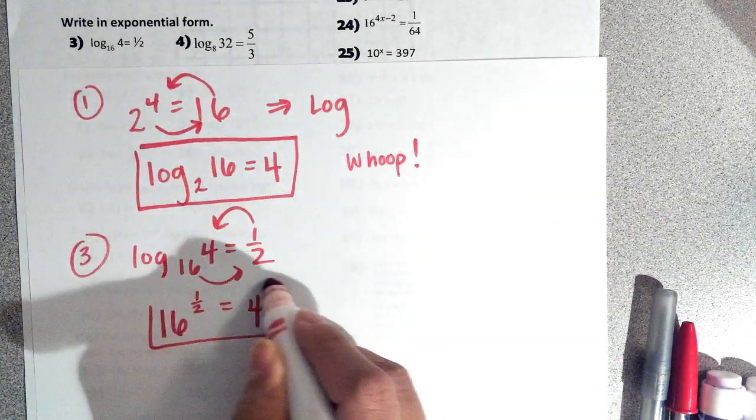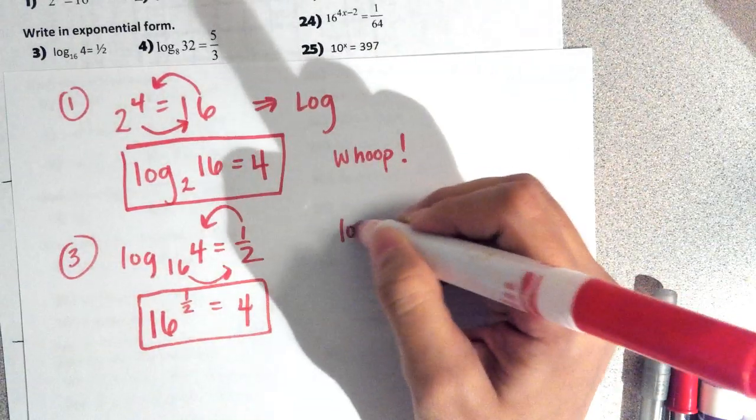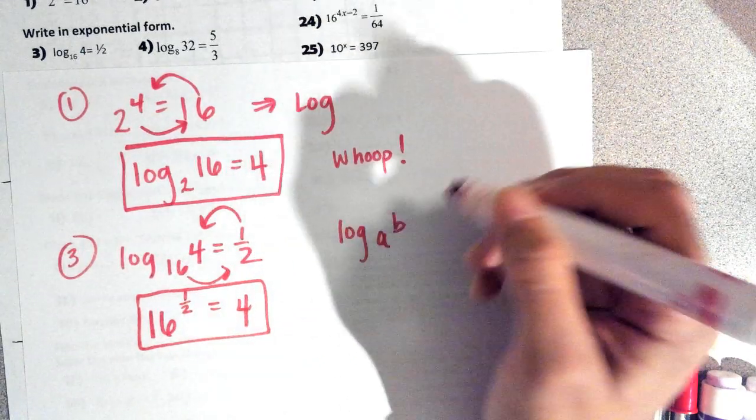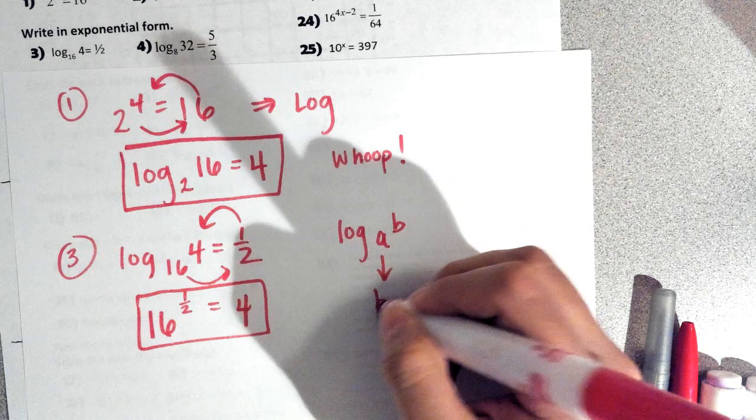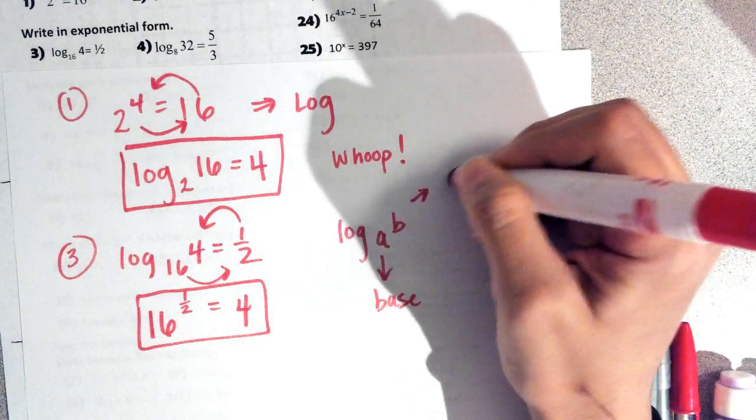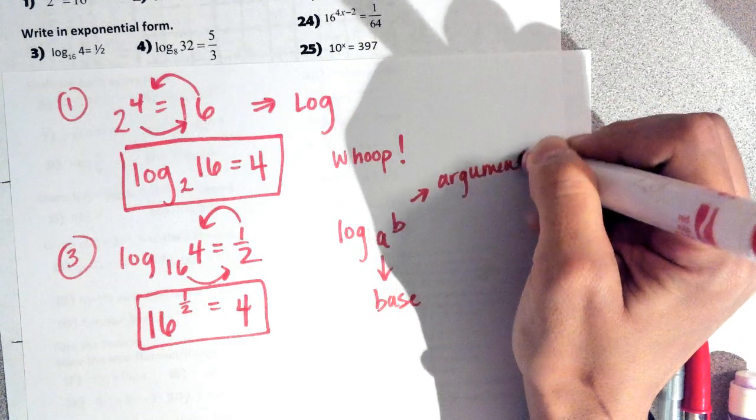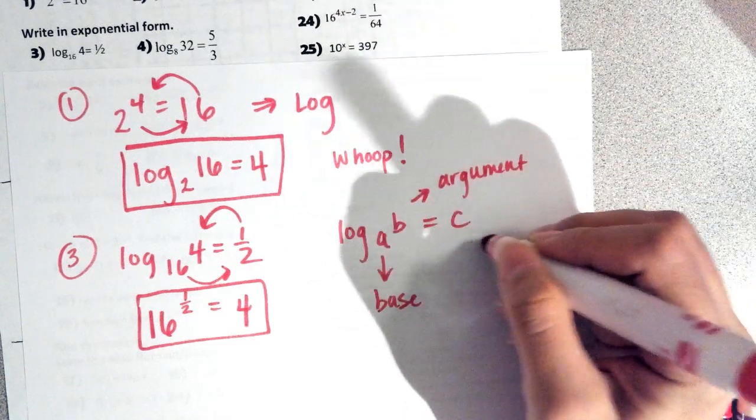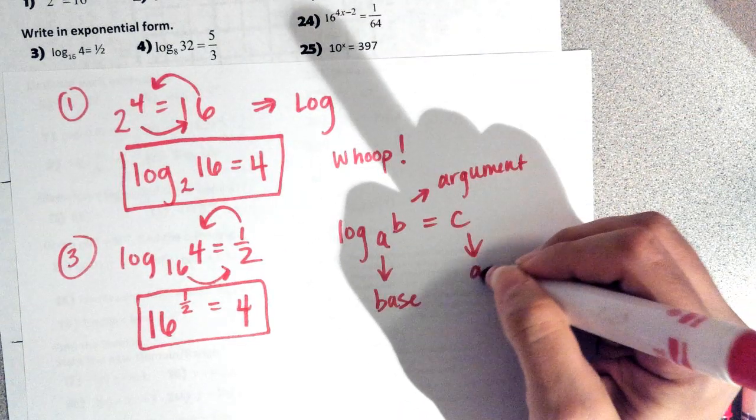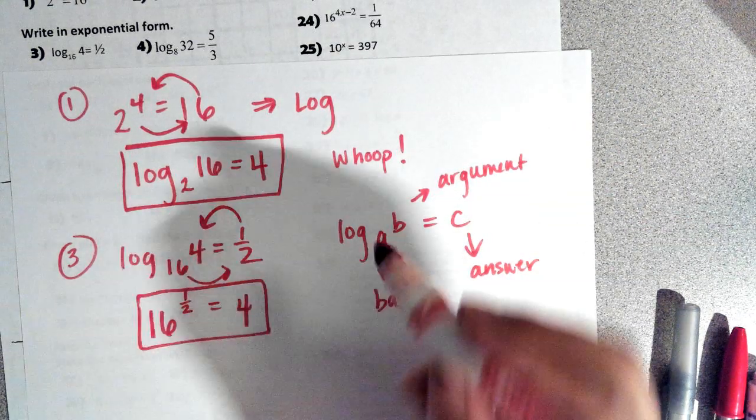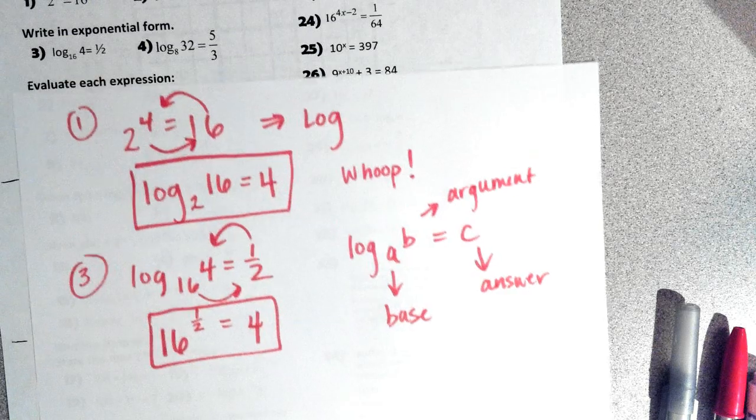There's my answer. When we have a logarithm, guys, say I have log base a of b, this right here is called your base. This is your argument. And then whatever this equals, say this is some c variable, this would be your answer. So base, argument, answer. These are all parts of the log.